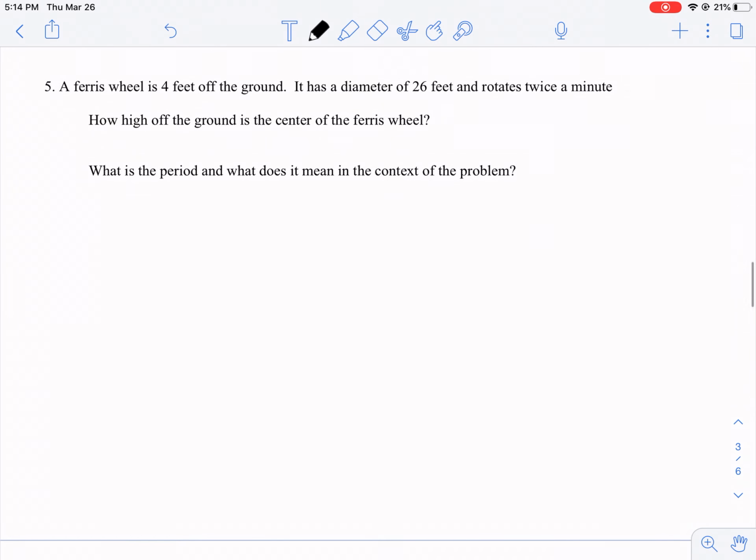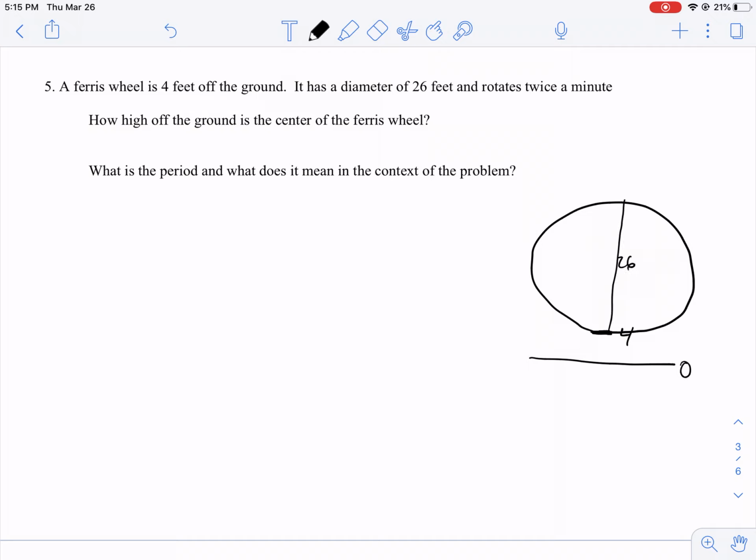A Ferris wheel is 4 feet off the ground. It has a diameter of 26 feet and rotates twice a minute. How high off the ground is the center of the Ferris wheel? Alright, so let's see what's going on. Here's the ground. Ferris wheel can't hit the ground or it's not going to turn. So the bottom of the Ferris wheel is at 4 feet. Buy yourself a little Ferris wheel. It has a diameter of 26 feet. So 4 plus 26 means the top of the Ferris wheel is 30 feet.